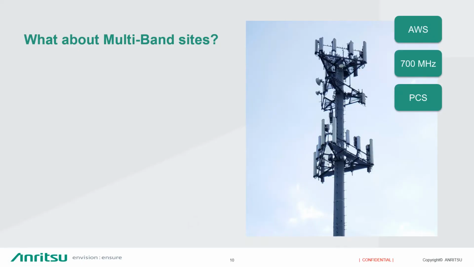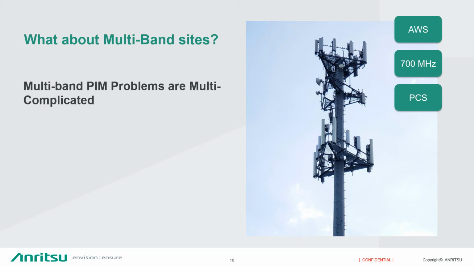What about multiband sites? I'm sure I have most familiarity with the networks in the US. Multiband sites in all of the large metro areas are, I don't know, way more than half of the macro site towers that are out there. Multiband sites have a very interesting problem because multiband PIM problems are multi-complicated. You get a number of different intermodulation products, or IM products, that can crash multiple different uplinks.